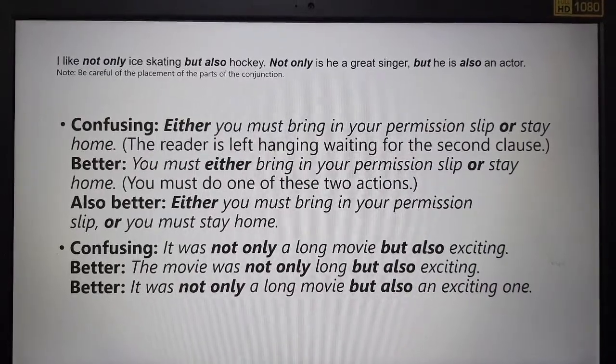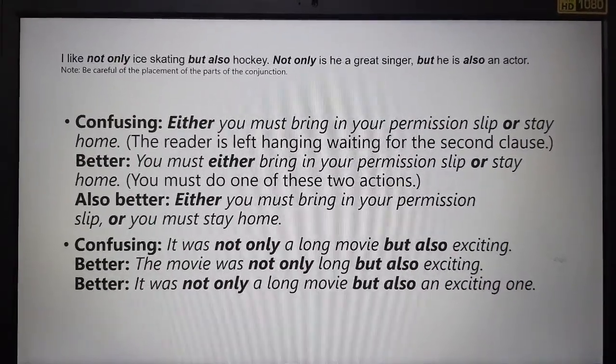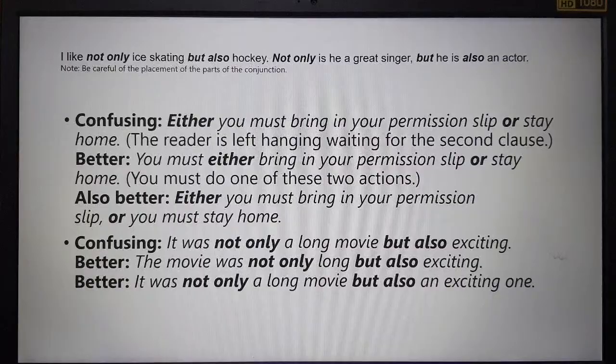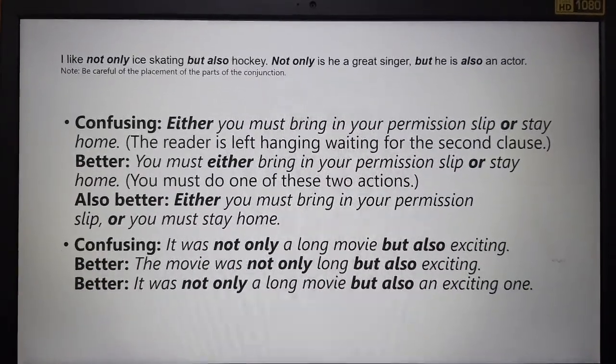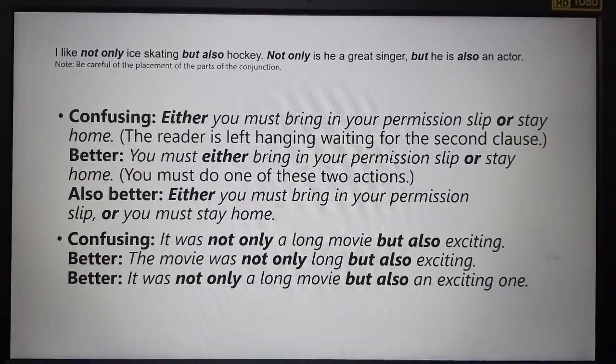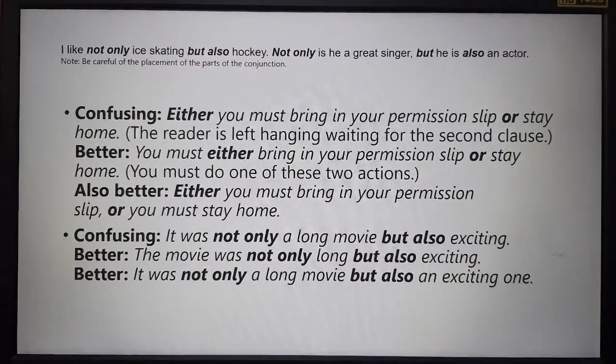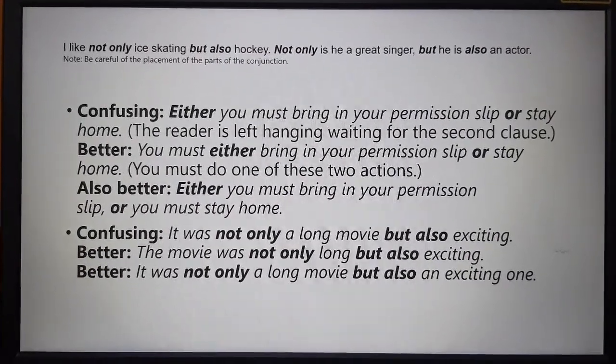Now, there is one more example here. I like not only ice skating but also hockey. Not only is he a great singer but he is also an actor. So be careful of the placement of the parts of the conjunction. It's important to remember that.